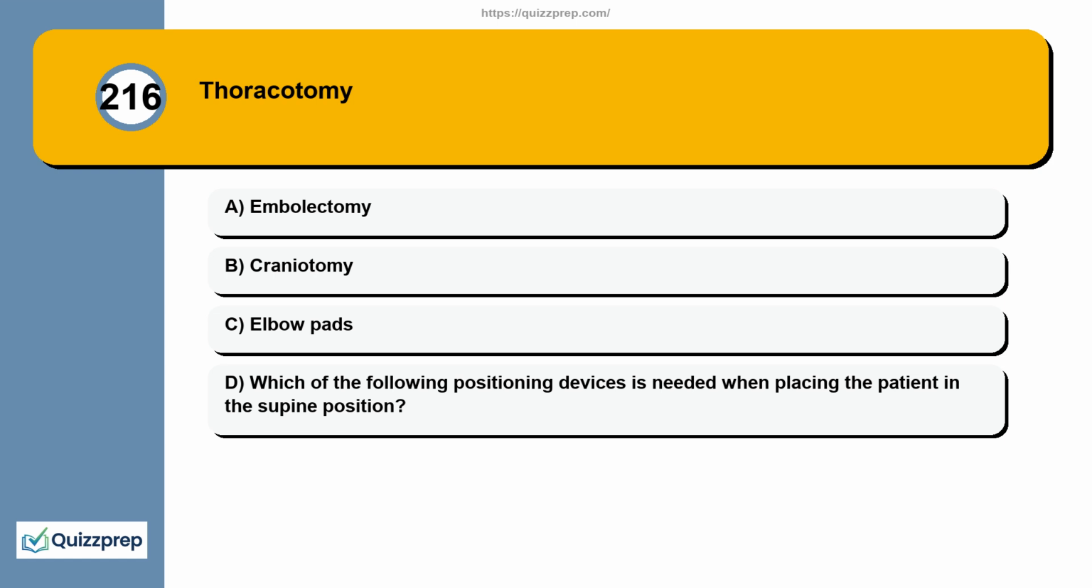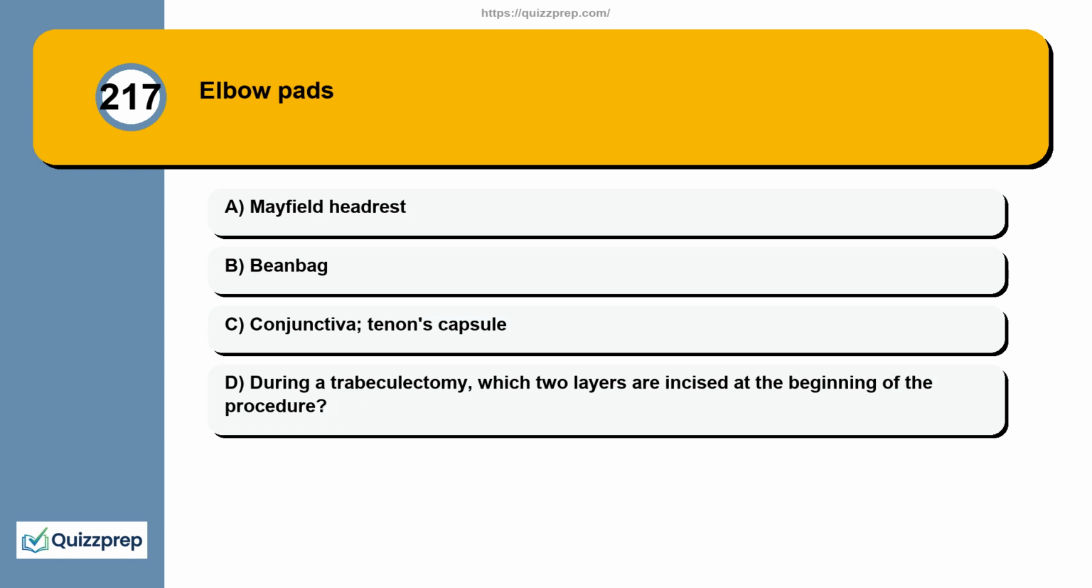The correct answer is option N/A. Question 217: Elbow pads, option A; Mayfield headrest, option B; beanbag, option C; conjunctiva, Tenon's capsule, option D. During a trabeculectomy, which two layers are incised at the beginning of the procedure?